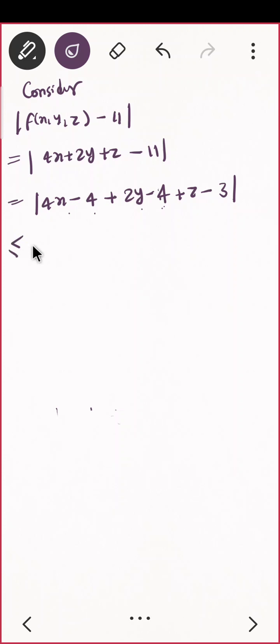This is less than or equal to, if I take 4 common, mod of x minus 1 plus, taking 2 common, 2 times mod of y minus 2, plus mod of z minus 3. Is that clear to everyone? Do you see, now we are in a state where everything will flow. We don't have to do anything. What is the next step? Can you tell me?